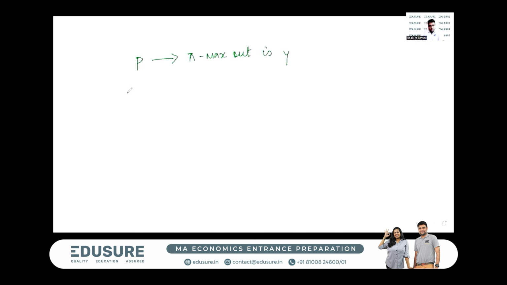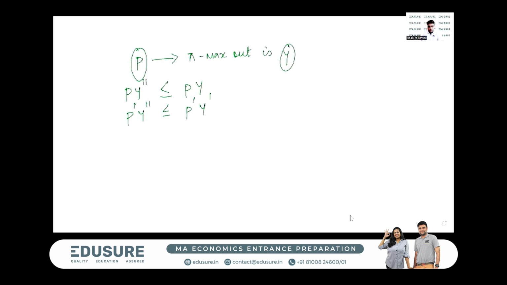Hence, P into Y double dash will give me a profit which is lower than P into Y. Similarly, P dash into Y double dash will give me a profit which is lower than P dash into Y dash, because P was the profit maximizing for Y. So the profit with P and Y will obviously be higher than the profit with P and Y double dash. And the profit with P dash highest would be with output Y dash.